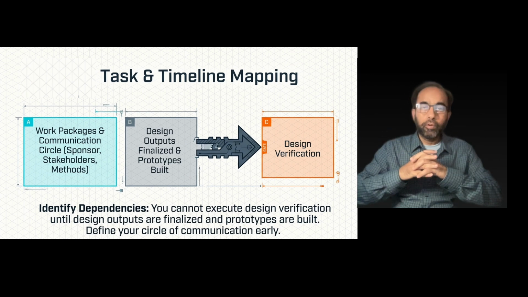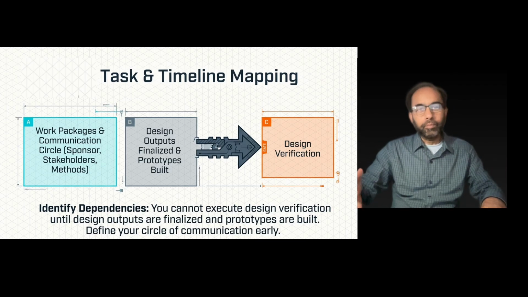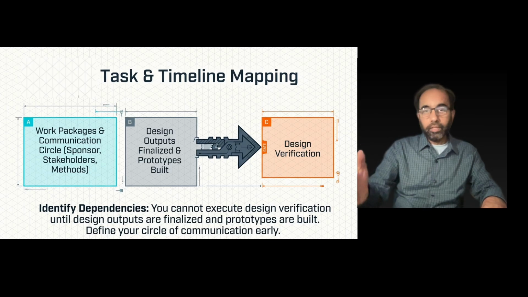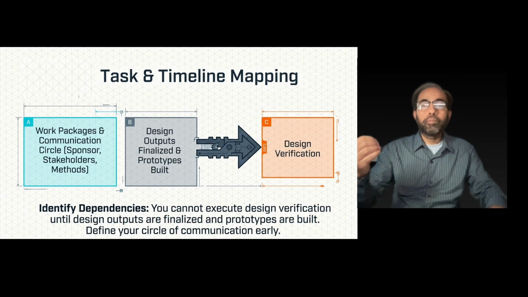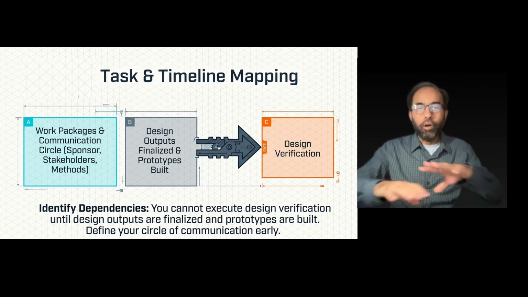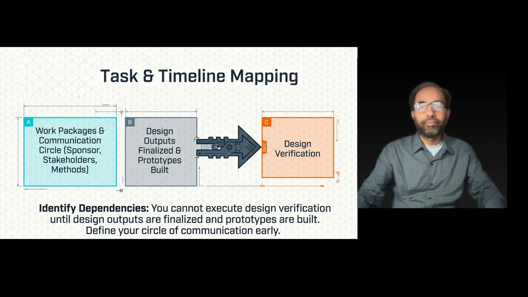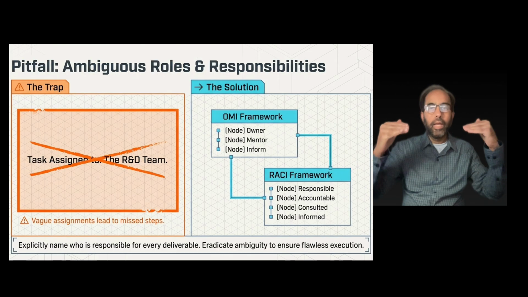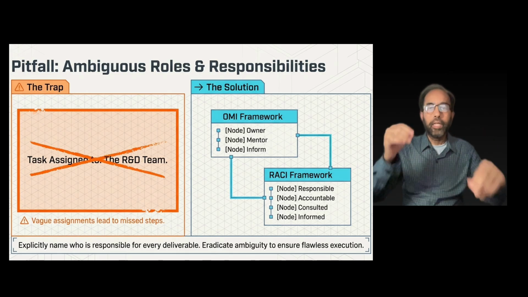Task and timeline mapping is an important activity. Break the project down into manageable work packages. Identify dependencies. For example, you cannot execute design verification until your design outputs are finalized and your prototypes are built. Define your circle of communication, your stakeholders, sponsor, and communication method. Those all need to be laid out as part of your design and development plan. The plan can always be updated because it's a living document, but you have a baseline. As you assign tasks and activities to team members, do not assign to a team, assign to certain individuals.